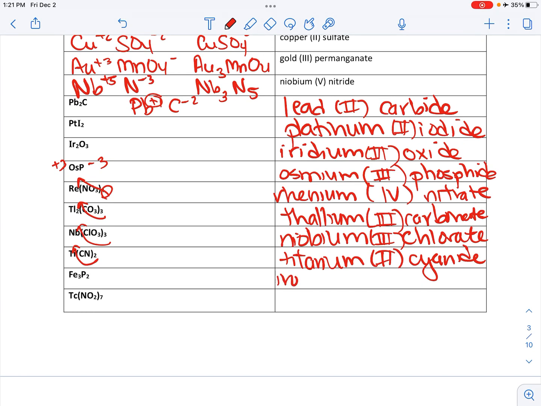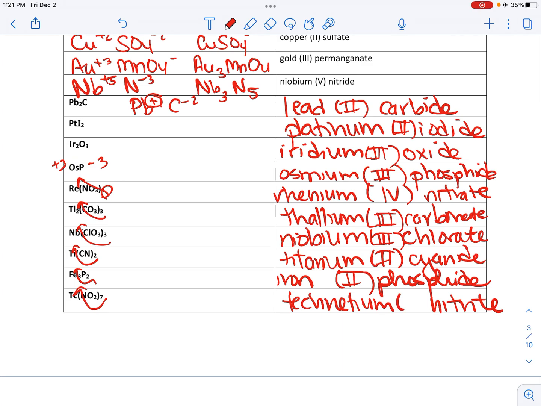This is iron. This is phosphide. Phosphorus is an ion. Crisscross the charges back, and you get iron 2. Technetium, and NO2 is nitrite. Crisscross your charges back, and you get 7, which is VII.